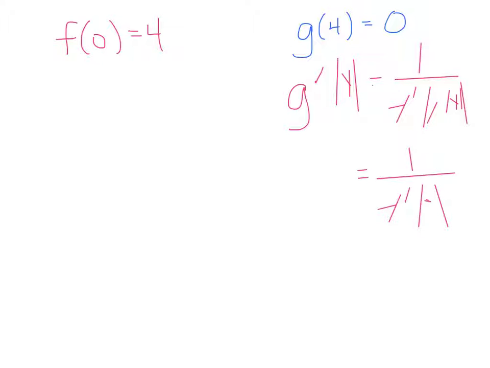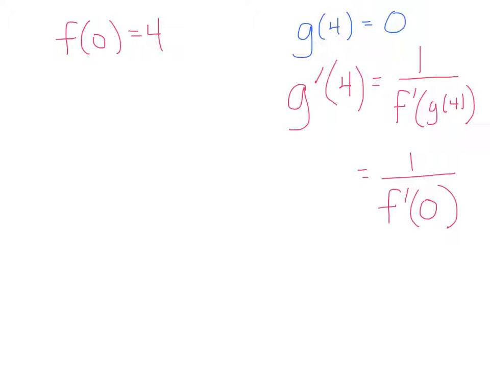So it's going to be the reciprocal. This is the critical part. It's going to be the reciprocal, right here. This derivative is going to be the reciprocal of the derivative of f at 0. So at f's x value. g's x value is 4, but because they're inverses, that's really the x value of 0 for f. You see what I'm talking about? So the derivative of the inverse is the reciprocal of the derivative of the original function at the original function's x value.